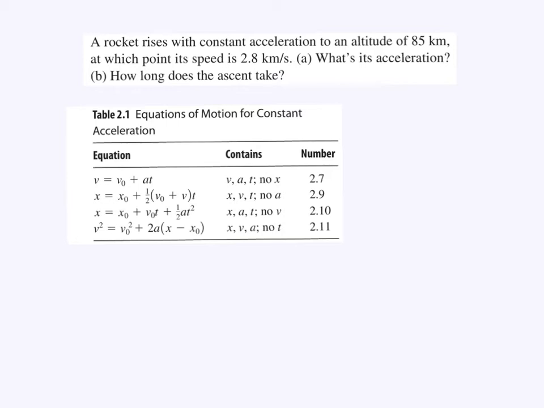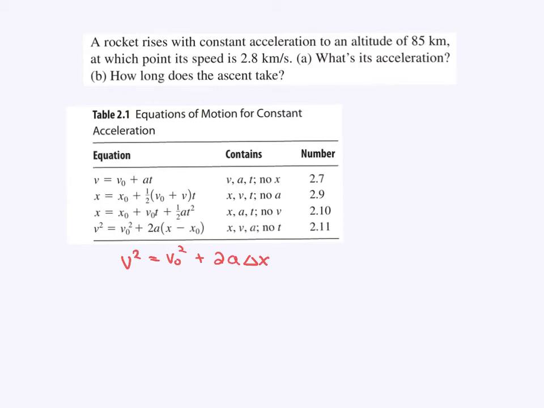So we're looking for something that has an x, a v, and an a in it. We don't care about time. We're not being asked about that in part A. So this is the equation we want. We're going to use v squared is equal to v initial squared plus 2a times (x minus x naught), which is just delta x, the change.